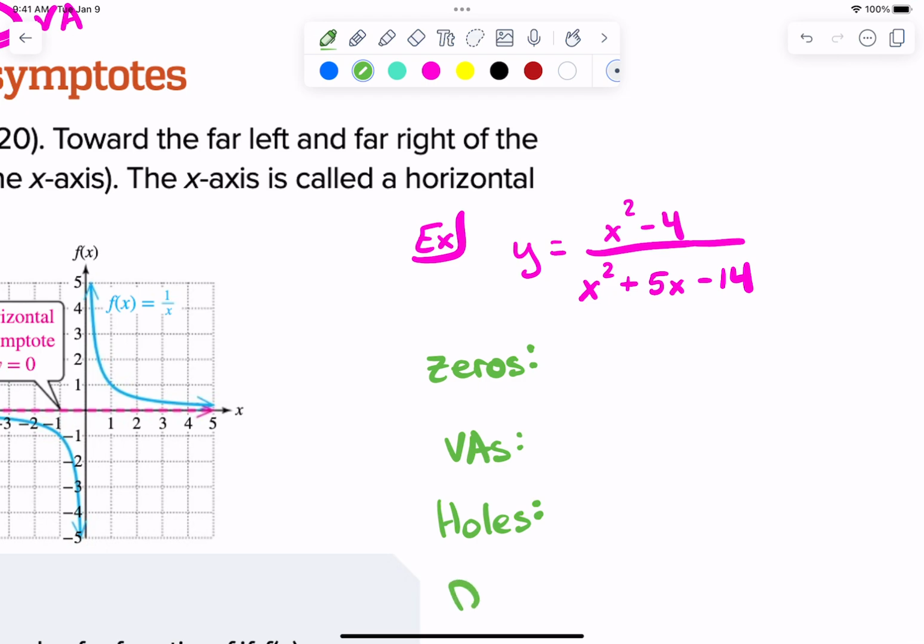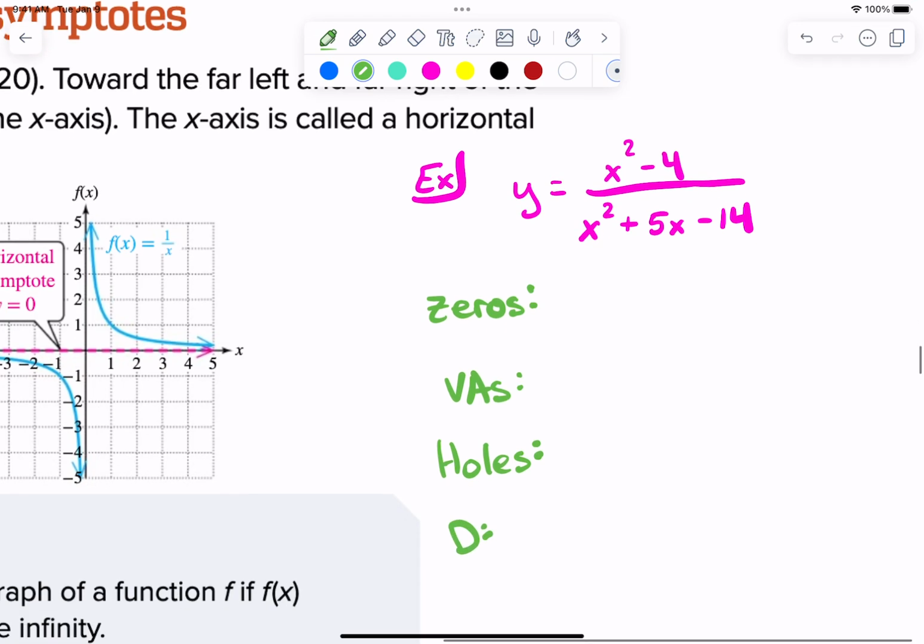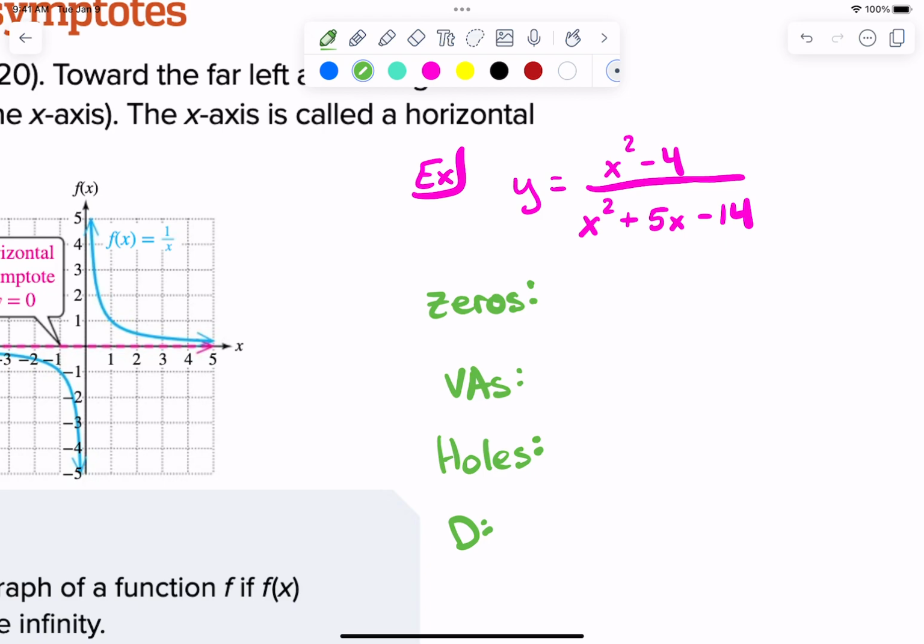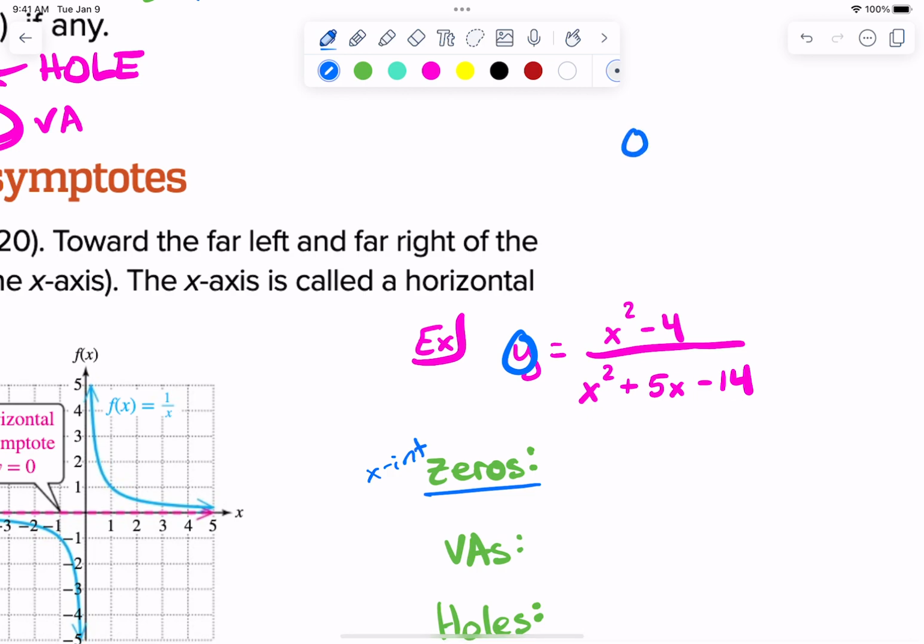And then we're going to find the domain. That's 4. We're going to find those 4 things. Okay, how do you find a 0? What is a 0, by the way? It is an x-intercept. How do you find an x-intercept? Set y equal to 0. So I put 0 in there and I have to solve for x.